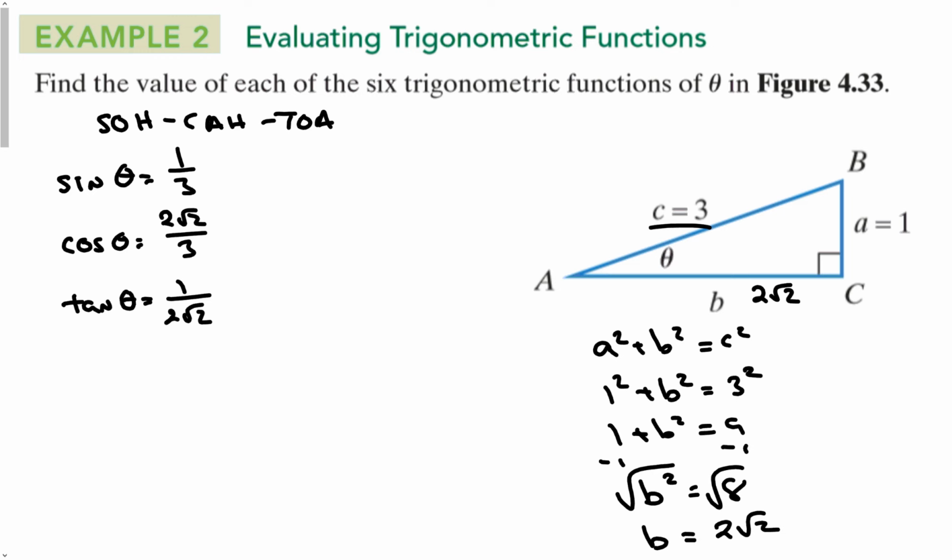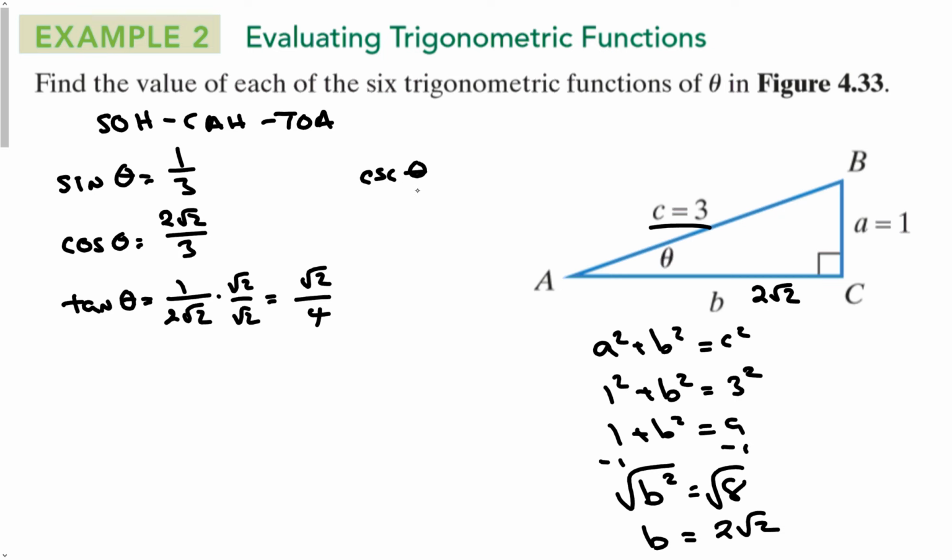But you should know this by now, you can't leave it like that, okay? You must rationalize the denominator. So I'm going to have to do this, and I get the square root of 2 over 4.